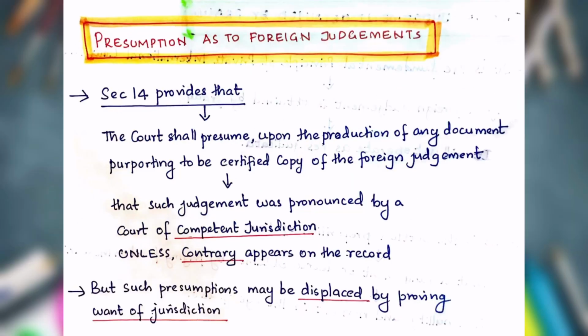Now let's enter into the topic presumption as to foreign judgments. Section 14 provides that the court shall presume, upon the production of any document purporting to be a certified copy of a foreign judgment, that such judgment was pronounced by a court of competent jurisdiction, unless the contrary appears on the record. But such presumption may be displaced by proving want of jurisdiction.